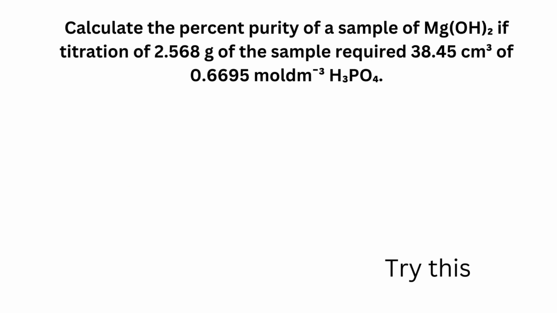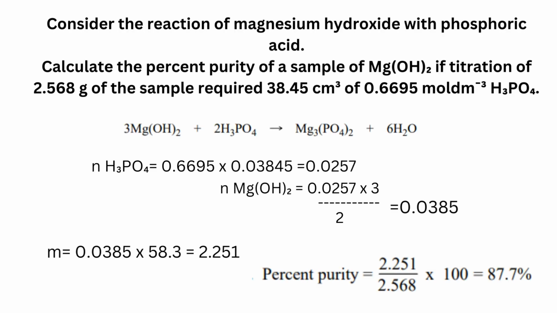You can try this question. Calculate the percentage purity of a sample of magnesium hydroxide if titration of 2.568 gram of the sample required 38.45 cm³ of 0.6695 mol/dm³ H3PO4. The answer for this question is 87.7%.